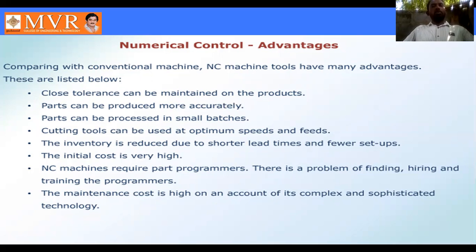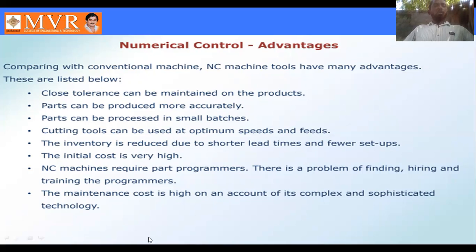Second one is parts can be produced more accurately. So where can we use this type of machinery? Big mass production industries. We can use numerical control machines and CNC machines in automobile industries, navy, space, aeroplane manufacturing purposes, and lastly mass production purposes. So that's why parts can be produced more accurately.